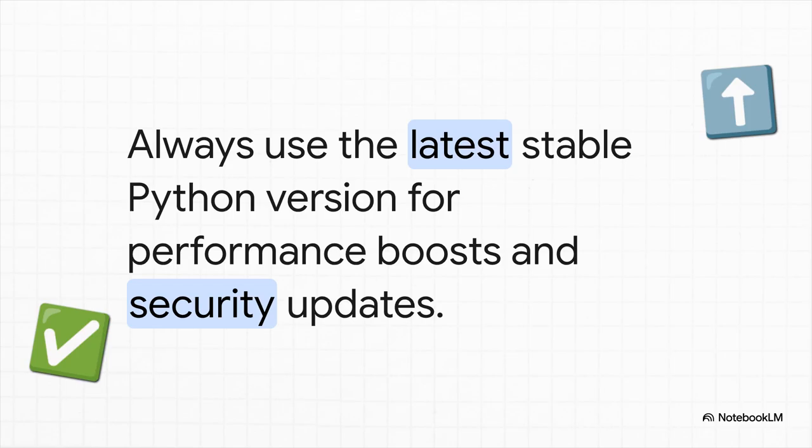First up, rule number 1. Every new project you start must use the latest stable version of Python. Don't cling to old versions just because it's what you're used to. The whole world of AI moves incredibly fast, and the newer releases give you critical performance boosts and, maybe more importantly, security patches that protect your work.